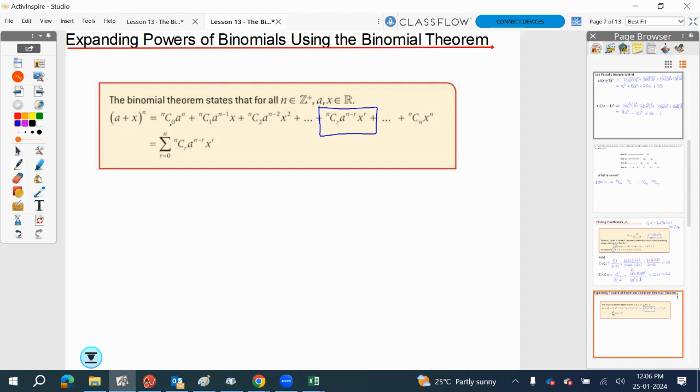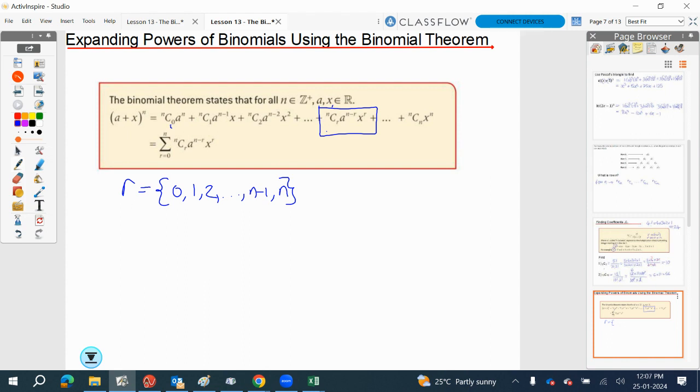It's only this bit that we need to look at. What's changing in this formula is the n stays the same, a stays the same, x stays the same. The only thing changing is the r. The r starts off here at 0, 1, 2, until the r gets to n. So r is always going to be the numbers 0, 1, 2, dot, dot, dot, n minus 1, n. So the r is always going to start off at 0 and go up to n. That's the only thing that changed.